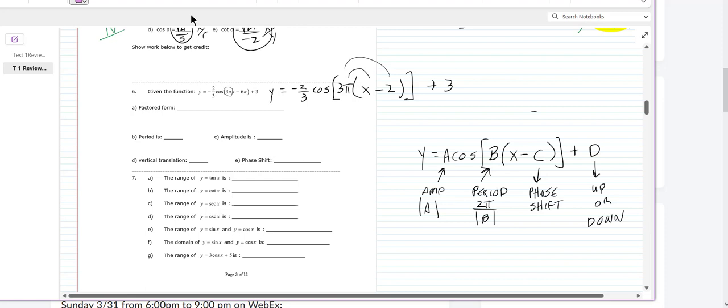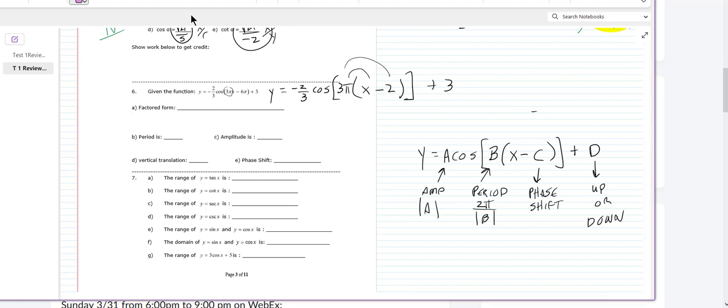Okay, if I don't put it in the factored form, then it's important to get the factored form in order to find the phase shift. Okay, so here's how this goes. This part is your amplitude. So the amplitude is always the absolute value of that number. So that's 2/3. Okay, that's how you get that.